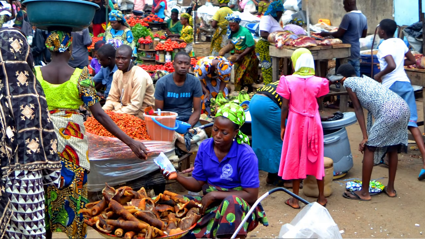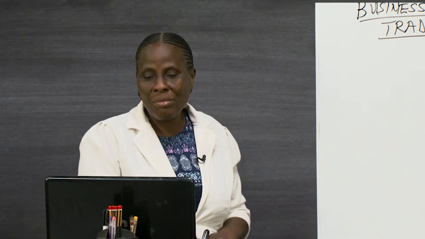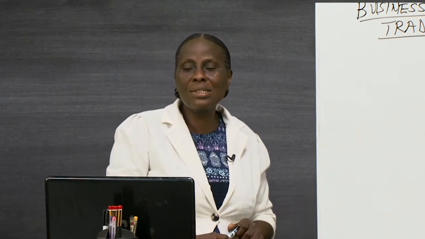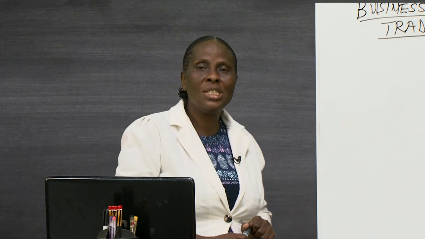And looking at this picture, we can see that buying and selling, exchange of goods for money or credit, is taking place at the right place. And the right place for exchange of goods and service for money or credit is the market. It is the market. We continue with our lesson, and we quickly move on to importance of trade.